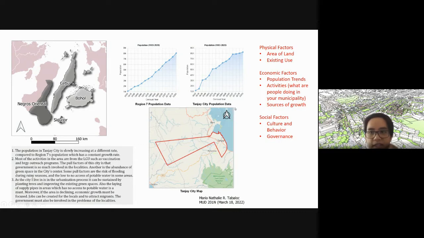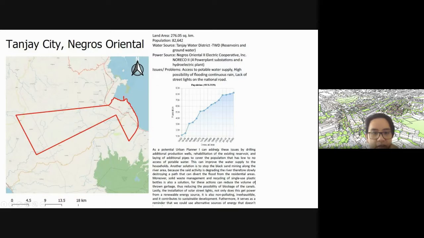So we can see physically where Tanhai is, and then one of our first examples with a lower population growth rate in the city itself. So let's look at the next slide over here. So Tanay City in Negros Oriental has a population of about, let's say, 81 or 82,000.